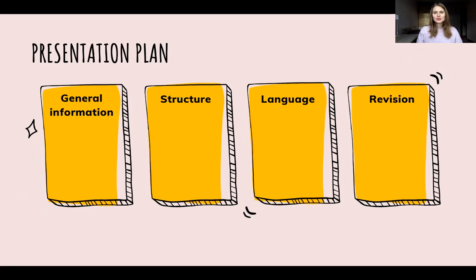Before we talk about the CPE review, about the structure and so on, here is the plan of what I'm going to talk about today. First of all, I'll give you general information about reviews. Then we'll talk about the structure and I'll show you a sample that will help us understand what's typical of reviews. Then we'll look at the language of the sample, the vocabulary, and I'll tell you something about the choice of words. And the final one is revision. So we'll recap what we have discussed. So let's get down to business.